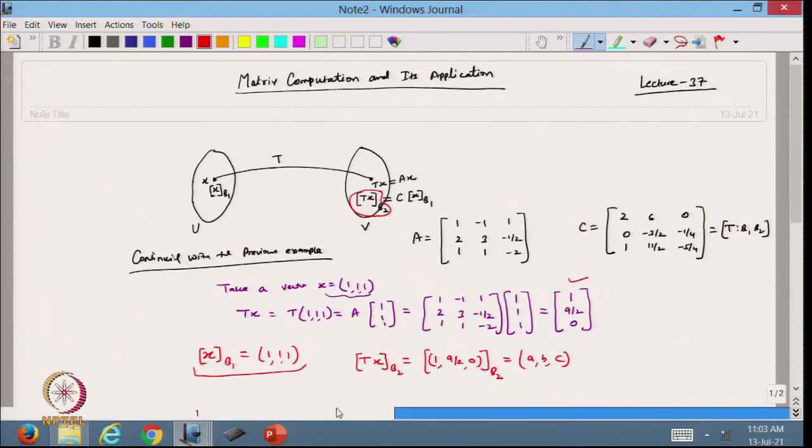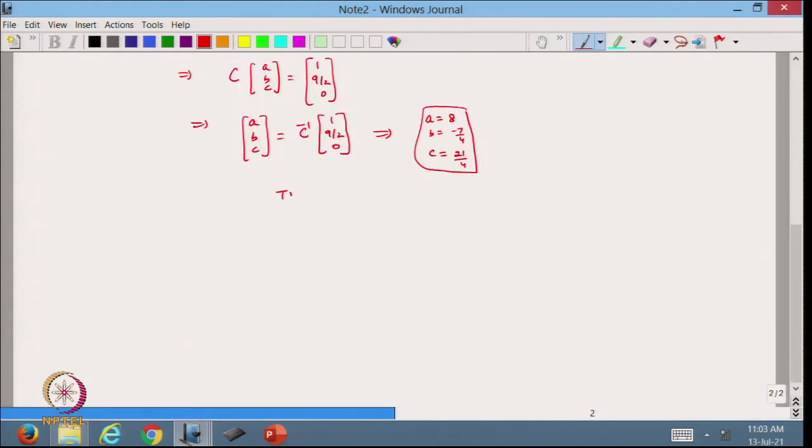So, now from here I can say that the coordinates of T x with respect to B2, that is the coordinate of 1 9 by 2 0, which is my vector, a column vector basically, I can write as the transpose with respect to B2 is 8, minus 7 by 4 and 21 by 4. So, this value we are able to get.